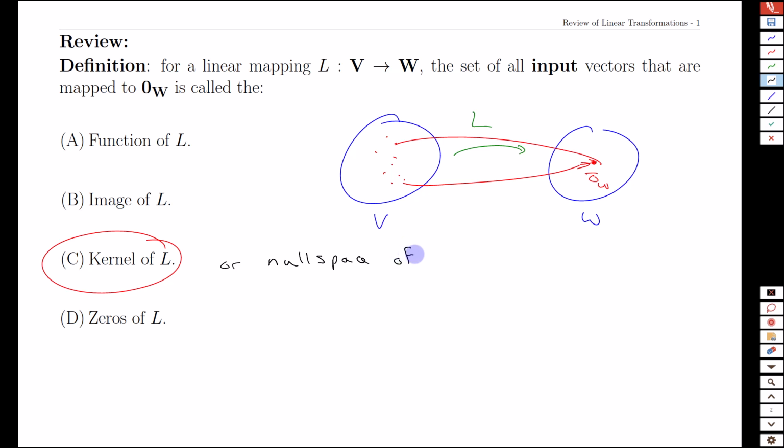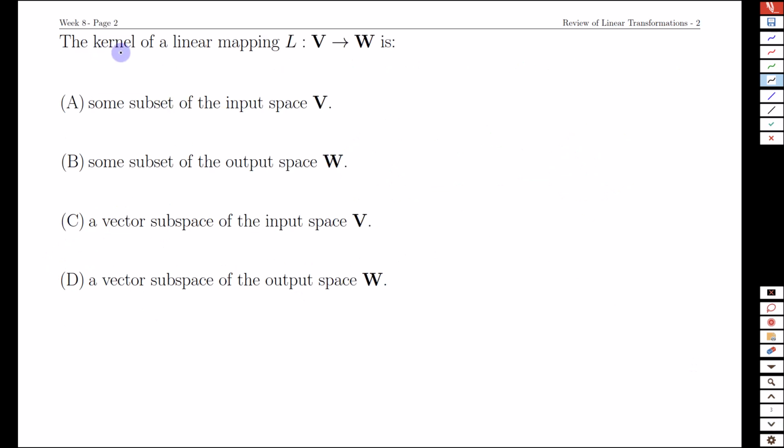of that transform L. And the null just comes from things that map to zero or nothing. So in that sense, it's the null space. Next up, that kernel of a linear mapping is which of these four properties here? Pause if you like, and then we'll go to the answer.